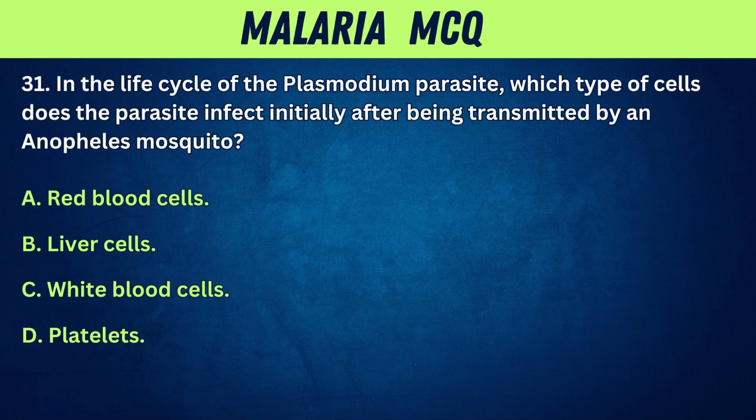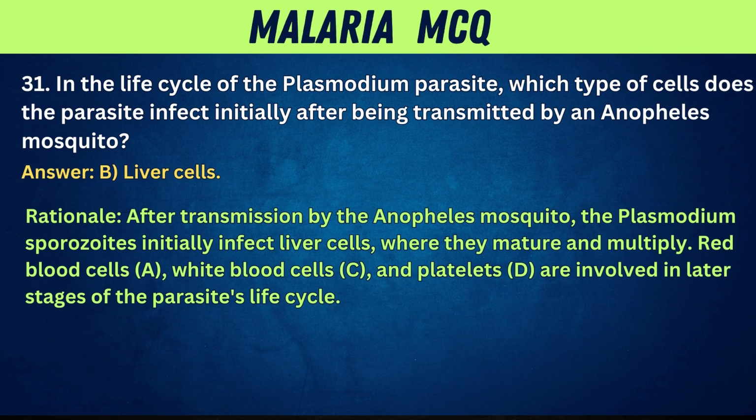31. In the life cycle of the Plasmodium parasite, which type of cells does the parasite infect initially after being transmitted by an Anopheles mosquito? A. Red blood cells. B. Liver cells. C. White blood cells. D. Platelets. Answer: B. Liver cells. Rationale: After transmission by the Anopheles mosquito, the Plasmodium sporozoites initially infect liver cells, where they mature and multiply. Red blood cells, A, white blood cells, C, and platelets, D, are involved in later stages of the parasite's life cycle.